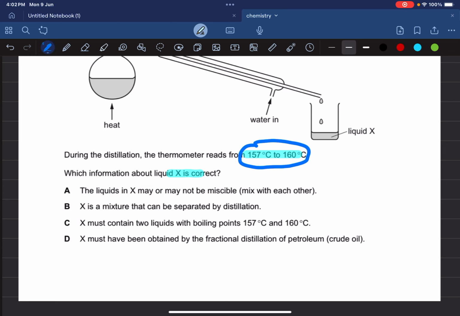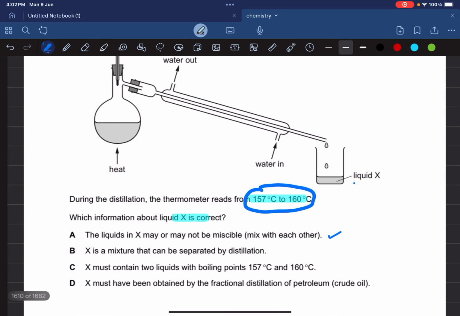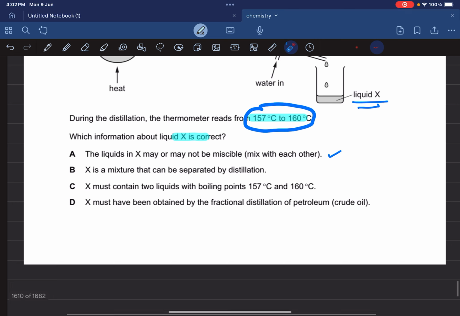Okay, we are going to look at this option later on, because first let's see the other options, because I guess they're trickier. Option B: X is a mixture that can be separated by distillation. How is this possible? Look, you have distilled X from the mixture, and now they say that X again can be separated by distillation. That is not possible. You have extracted a liquid from distillation, and now you're thinking of distilling this liquid again to separate it out. That is completely incorrect.